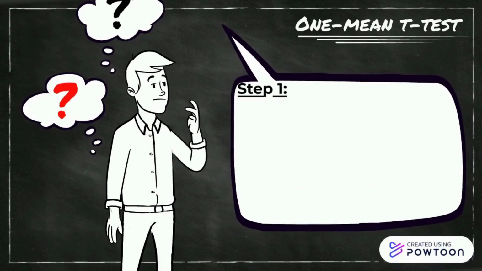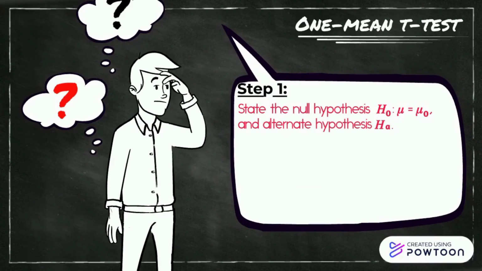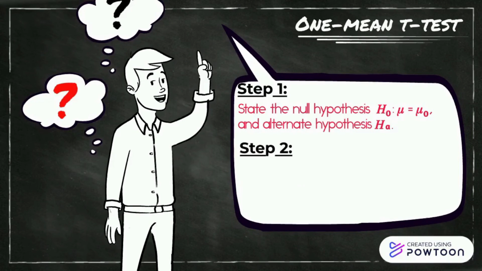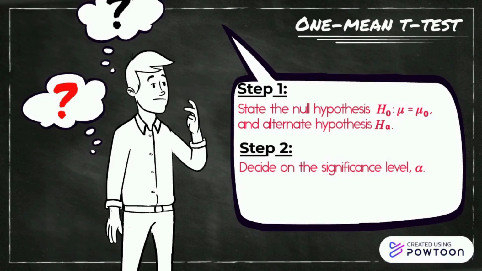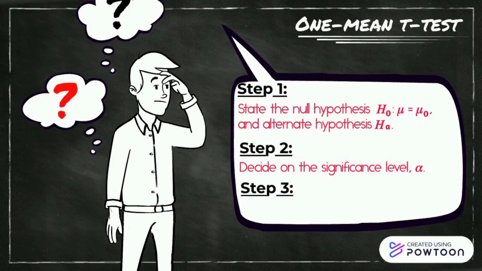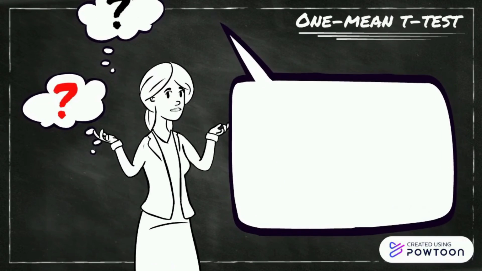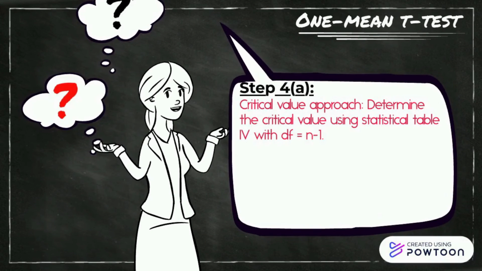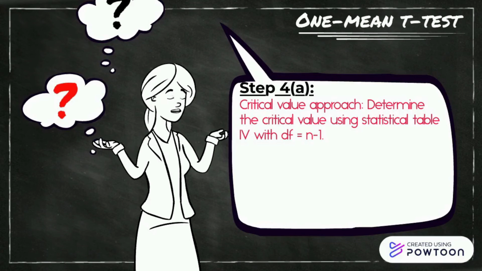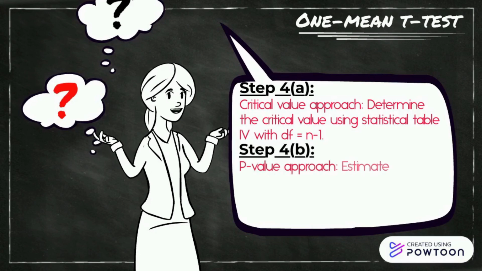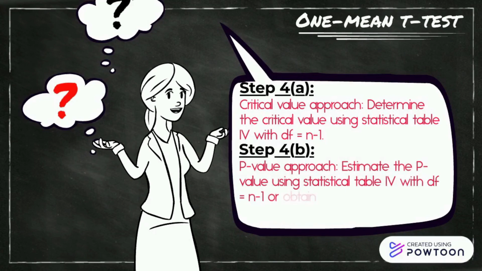Step 1. State the null hypothesis and alternative hypothesis. Step 2. Decide on the significance level. Step 3. Compute the value of the test statistic t. Critical value approach version of step 4. Determine the critical value using statistical table 4 with df equals n minus 1. For the p-value approach, estimate the p-value using statistical table 4 with df equals n minus 1, or obtain the exact value by using technology.